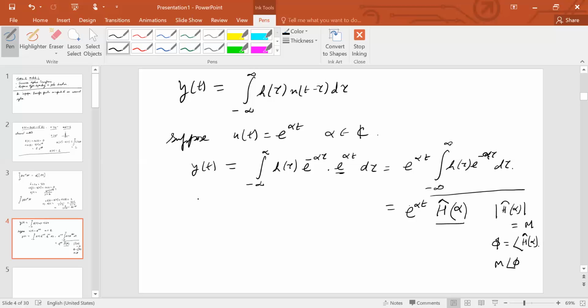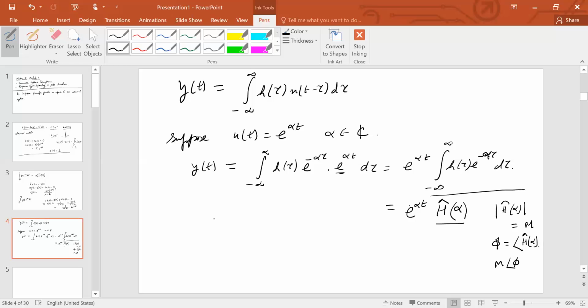Okay, we'll talk more about these when we later cover Bode plots, and you'll see that this alpha, when it's purely imaginary, is basically tantamount to applying some sinusoids or cosinusoids, that sort of a response. All right, so this is the point I wanted to make.